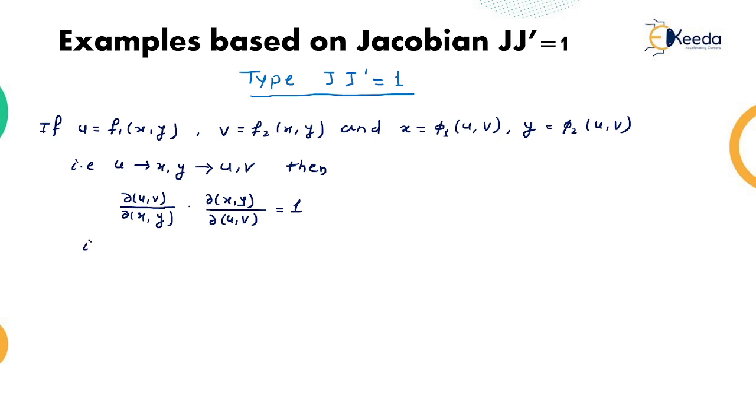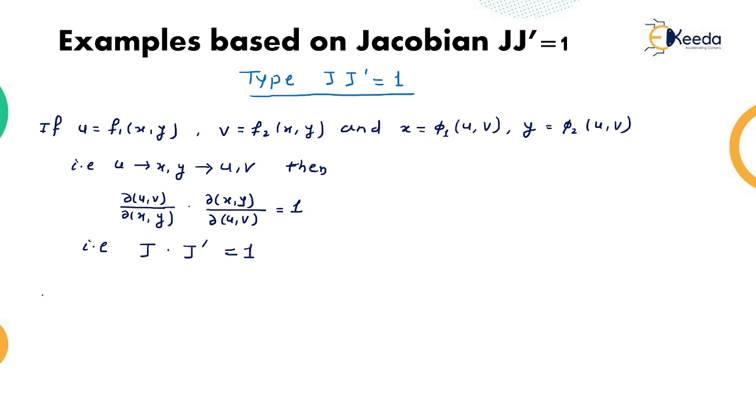This Jacobian of u, v with respect to x, y is denoted by J, and it's a reciprocal. You see here Jacobian of u, v with respect to x, y into Jacobian of x, y with respect to u, v, which has another notation, J dash, is equal to 1. I hope you understand what is J and what is J dash.